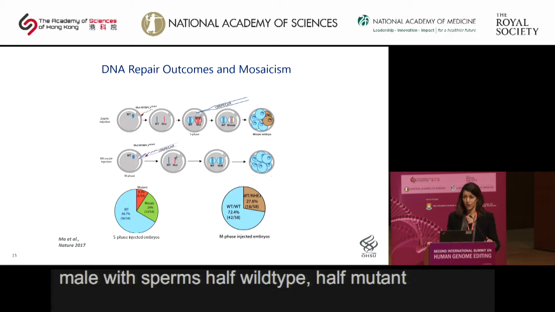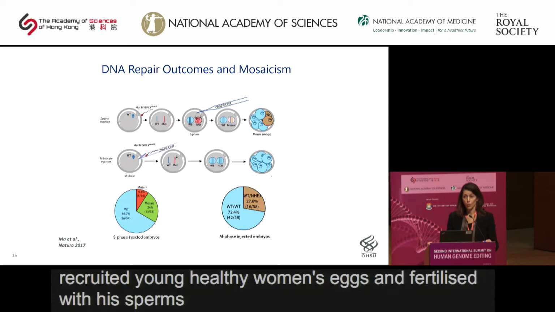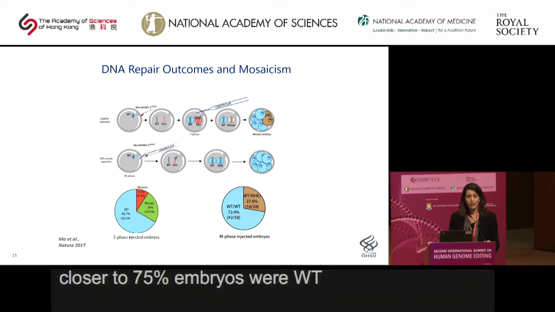You would have expected 50-50, and we observed closer to 75% of the embryos were wild-type, suggesting that there was indeed some repair happening. Initially, we injected the CRISPR-Cas9 complex at the zygote stage, the 1-cell stage, but we found that when we did that, there was a significant amount of mosaicism, which means some of the cells were corrected and others were not. We then switched and started injecting the CRISPR-Cas9 at the same time that we injected the sperm at the time of ICSI, and we found that we significantly reduced the degree of mosaicism.